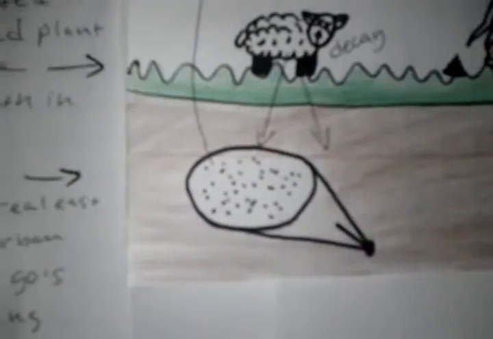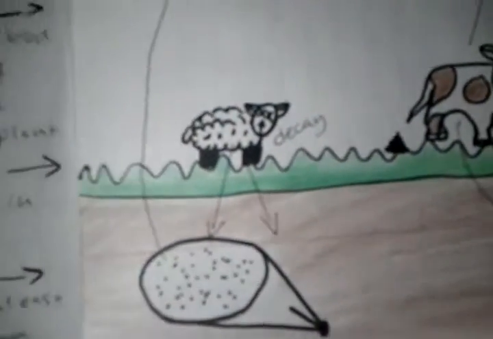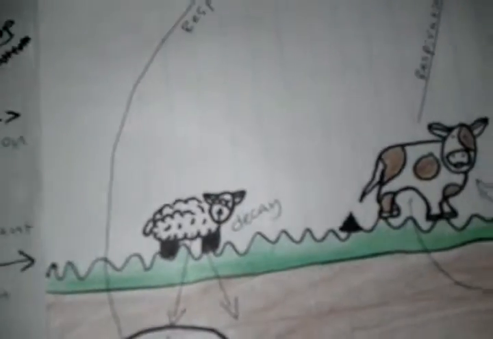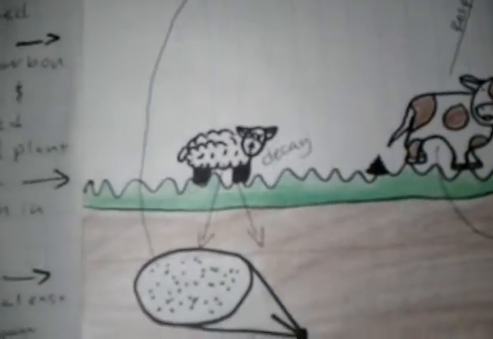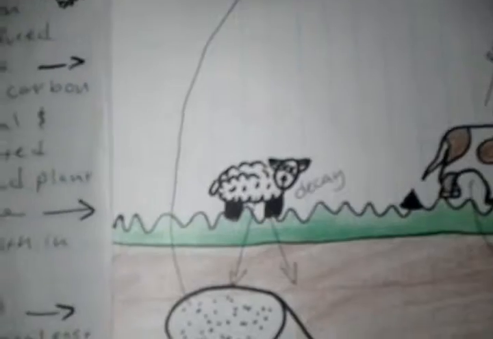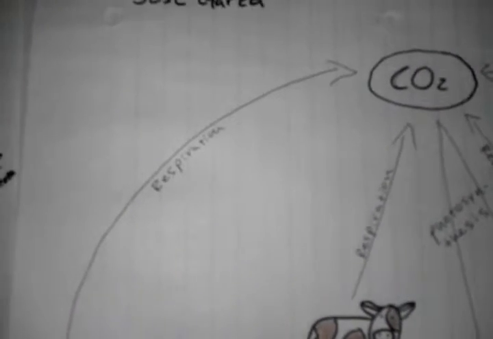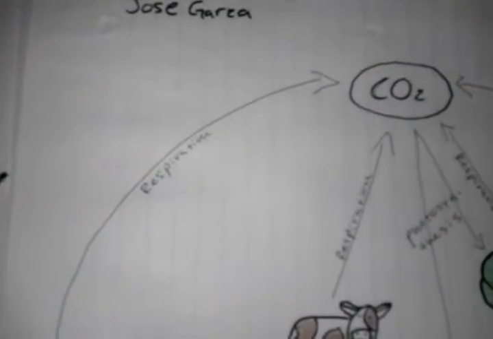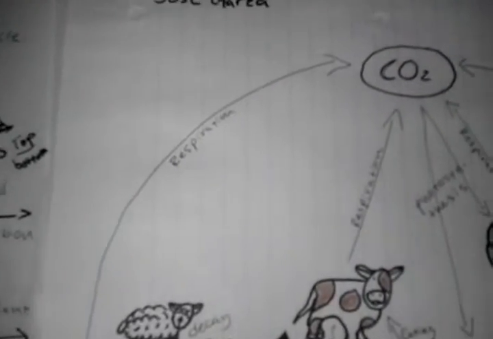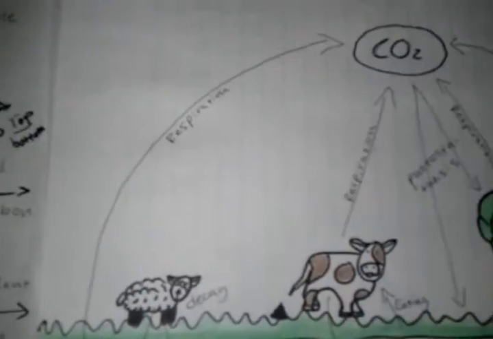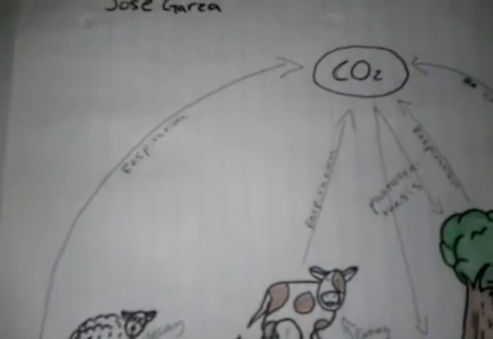And the microbes will release carbon into the air. The animals will release carbon into the air. The plants will release carbon into the air because every living cell undergoes respiration. Respiration usually uses carbon-based materials, sugars usually, for energy. And in this process, carbon is released.